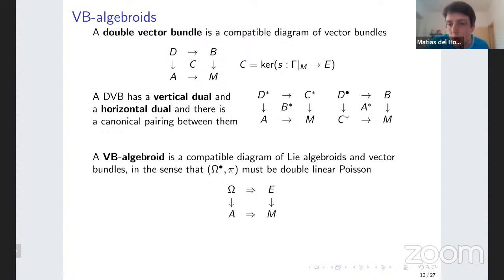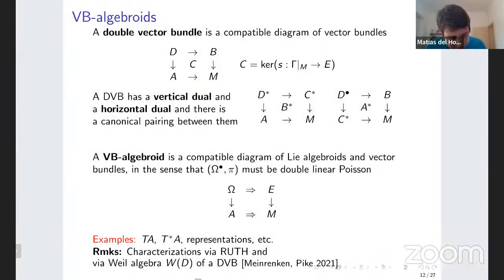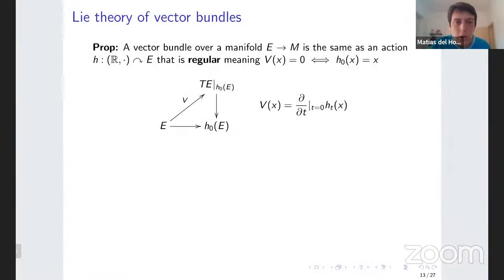And it's equivalent to the definitions that appear in the literature, for instance, in the work of Mackenzie and collaborators. So examples are the tangent, the cotangent, representations. There is a characterization via representation up to homotopy, also by Gracia-Saz and Mehta. And there is a very nice approach also using the Weil algebra of a double vector bundle that recently appeared by Meinrenken and Pike. But let me tell you a bit how did we relate VB groupoids and VB algebroids?